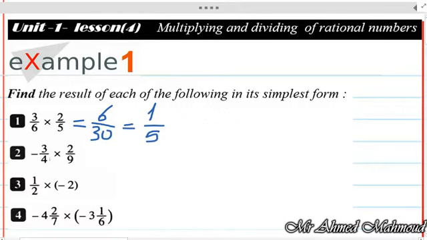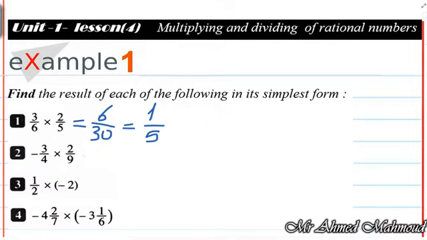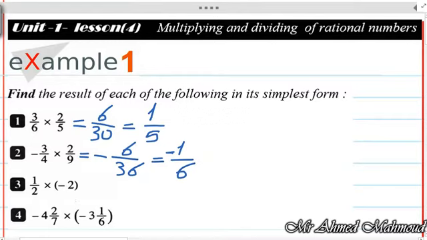Okay, number two, we have negative 3 over 4 times 2 over 9. First, we have negative 3 times 2 equals 6 and 4 times 9 equals 36, which is equal in the simplest form negative 6 over 36 equals negative 1 over 6.